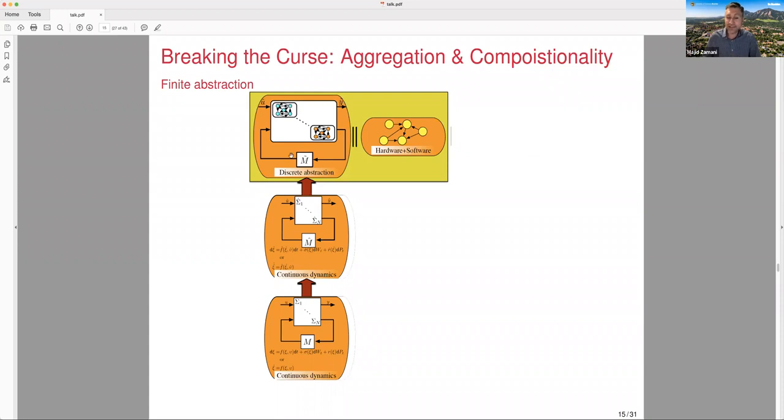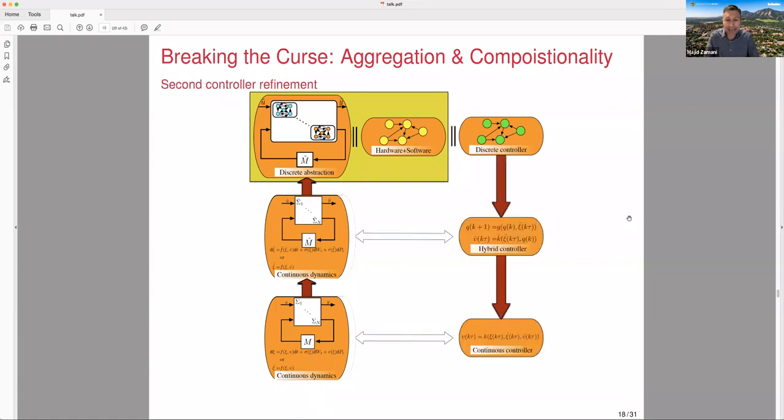So now I have a discrete abstraction for a larger scale system. I can do what I did before. I can design discrete controllers for the finite abstraction and then refine it back all the way to the original system. And again, I stress that all these steps happen with mathematical guarantee. So we do not lose any formal guarantee going up and coming back down.